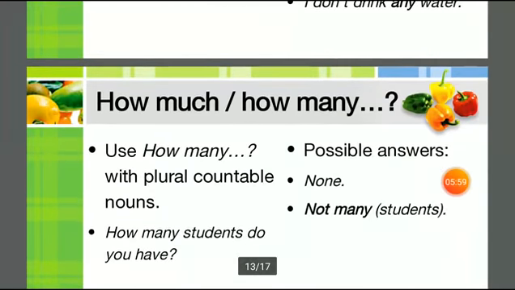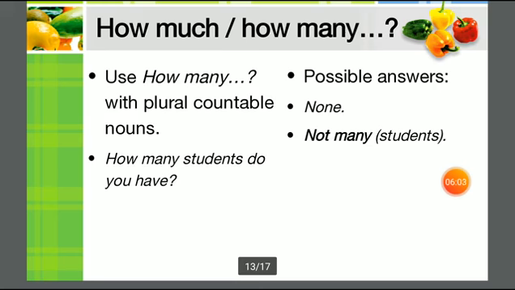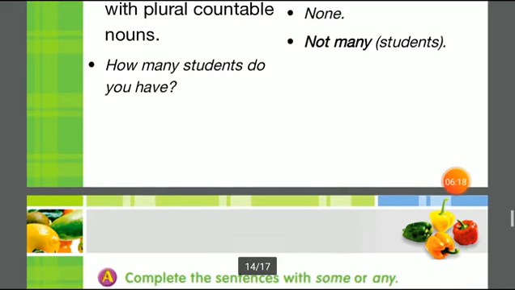And then, how many? Use how many with plural countable nouns. How many students do you have? Possible answers: none, not many. Students are countable nouns.